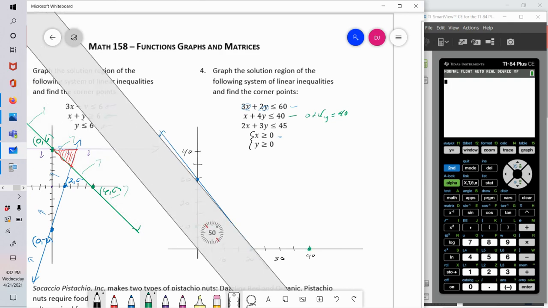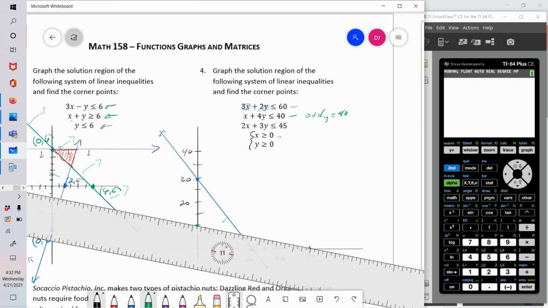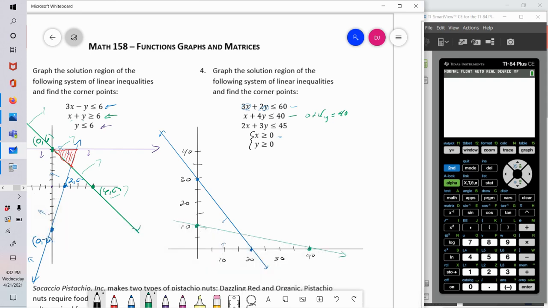So let's graph that guy. And again, if we take our origin, put 0 in for x and 0 in for y, we'll get 0 is less than 40. We're going to shade toward the origin again. So notice that so far everything is inside this region.